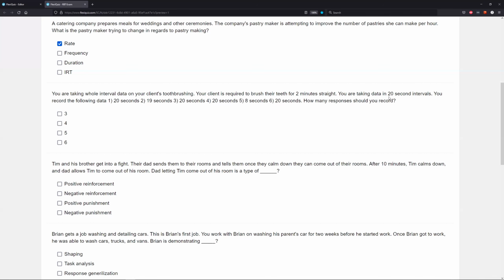So now we look at our data, and we find how many intervals the behavior occurred for 20 seconds. Well, we have 1, 2, 3, 4. How many responses do we record? 4. Again, super easy data collection question, if you know what whole interval data is and if you know how to read numbers. This is not too difficult of a question.